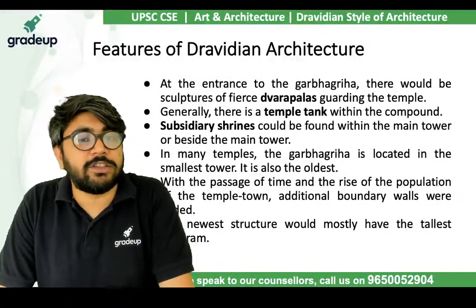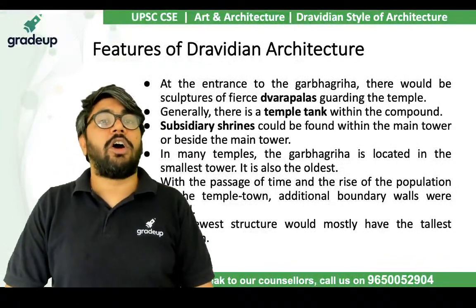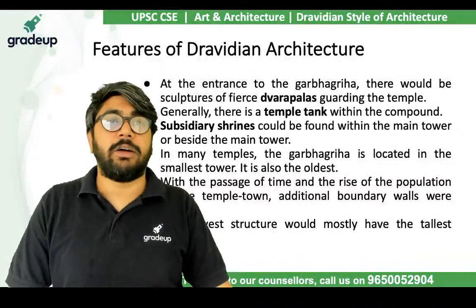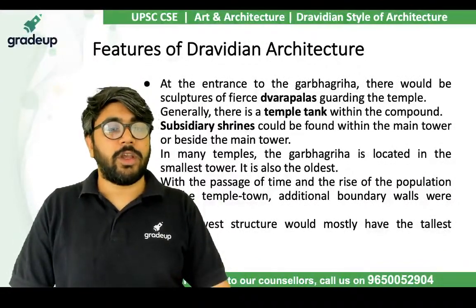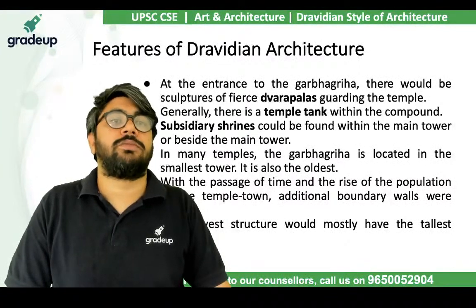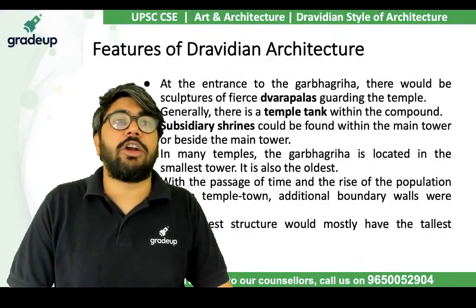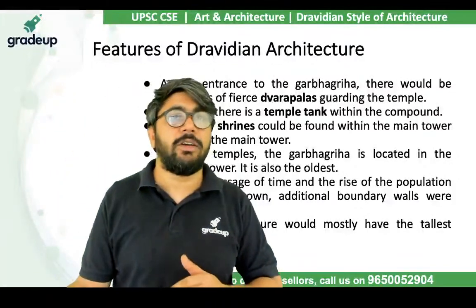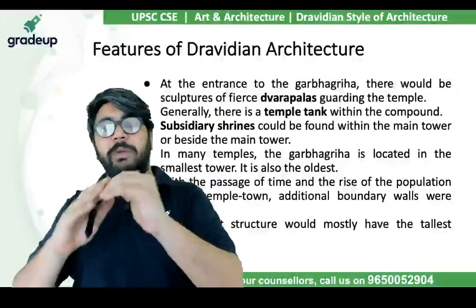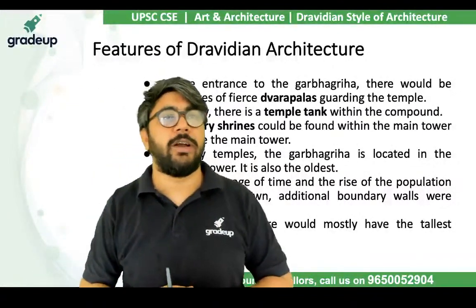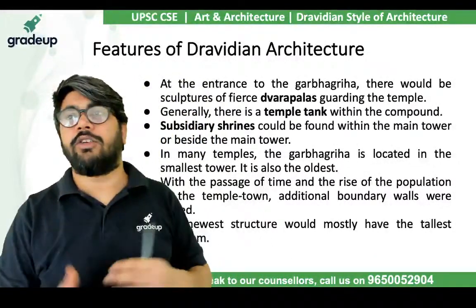Now with the passage of time and the rise of population of the temple town, additional boundary walls were installed. They were added up. Okay? So the newest structure would mostly have the tallest Gopuram. So हुआ क्या है? Over the period of time, when more Gopurams were made, right? So oldest वाला तो कम रह गया height में, but the new Gopurams, they have bigger heights, right? Prosperity denote कर रहा है ना, over the period of time.